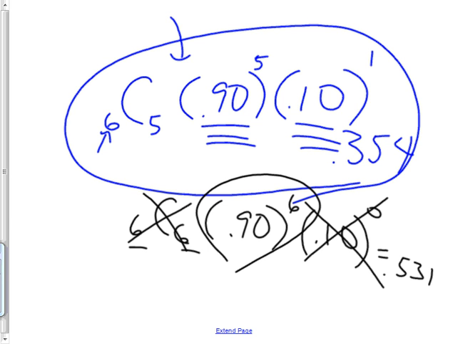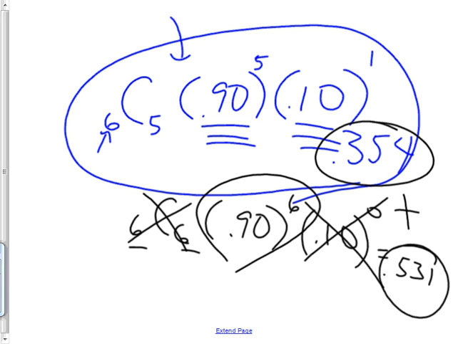So now, is the final answer to the question 531? No, the question was, what's the probability I'll make 5 or more, which means 5 or 6, which means I add them if it's an or. So you should have said 0.885. So you probably round it to 0.89, right? About 89% chance. Now that makes sense. About 90% chance that I'll make 5 or 6 if I'm a 90% free throw shooter. That kind of actually feels like it makes sense for once. These can be challenging.